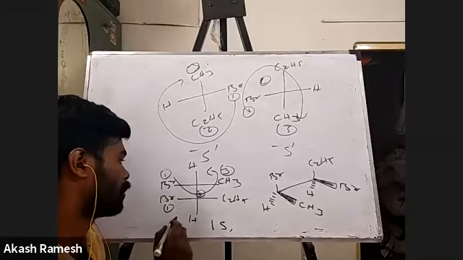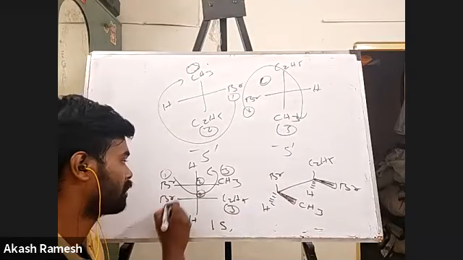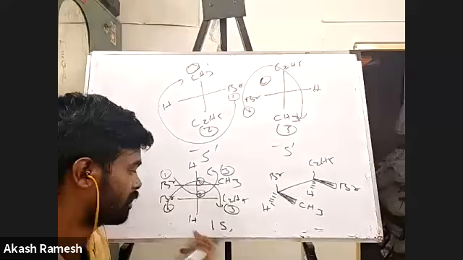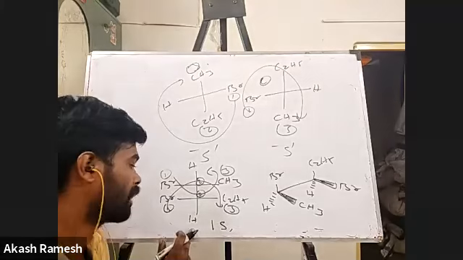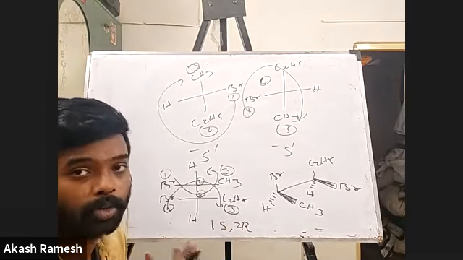Next. Again, first priority goes to this, second priority goes to this, third priority goes to this. So I'm going clockwise and no reversal because the hydrogen atom is in the vertical position. So it is going to be 2R. So 1S, 2R is what I'm getting.